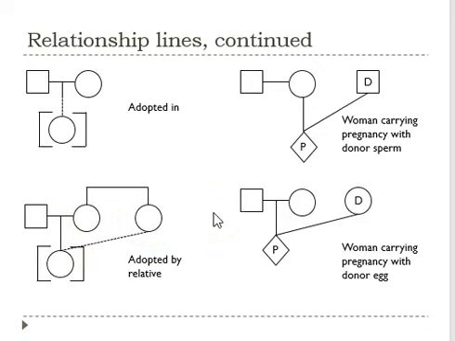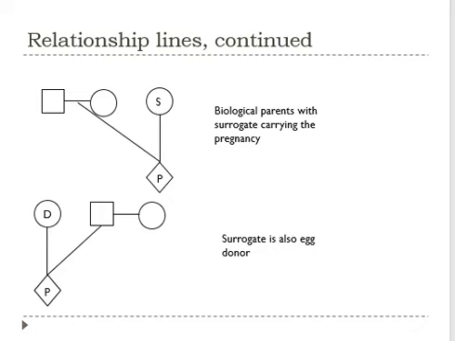And here we have a couple who are pregnant, but the woman carrying the pregnancy is not the biological donor, it's a donor egg. And here finally we have some other unusual situations where we have a couple who is pregnant using a surrogate, and here we have a couple and there's a donor egg and a pregnancy, so this is a surrogate using her egg and his sperm, and she's carrying the pregnancy.